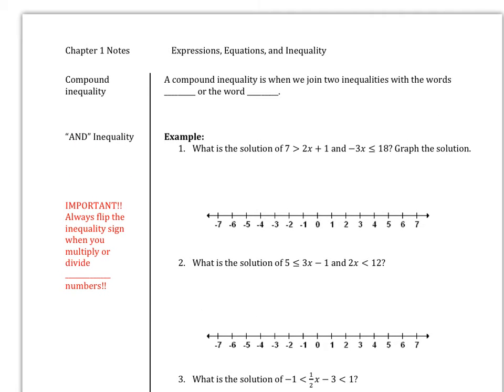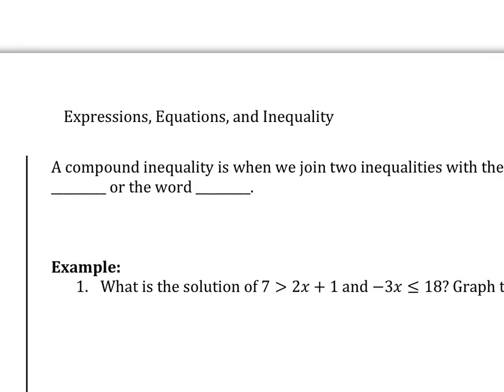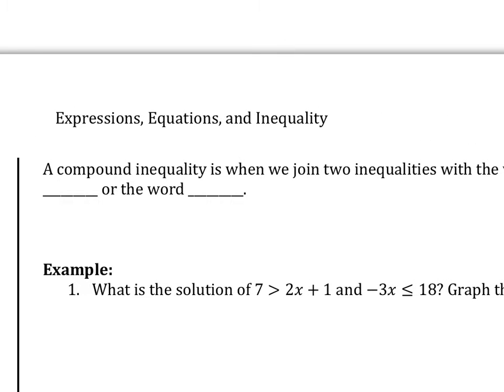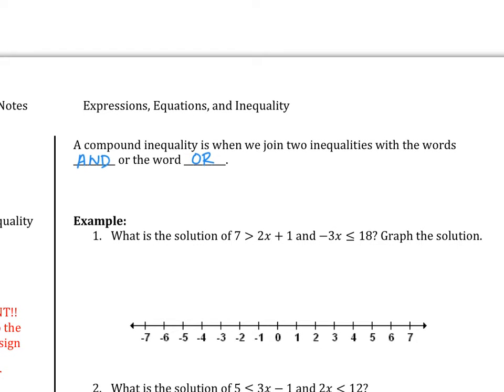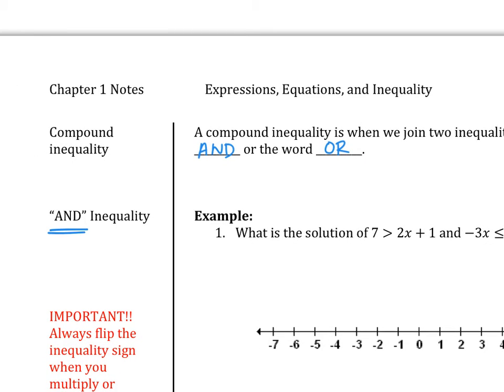All right, now we're moving on to another way of writing inequality, which is compound inequality. Compound inequality is when we join two inequalities together with the word "and" or the word "or." So we join them together by these two words. So let's look at the "and" inequality first.